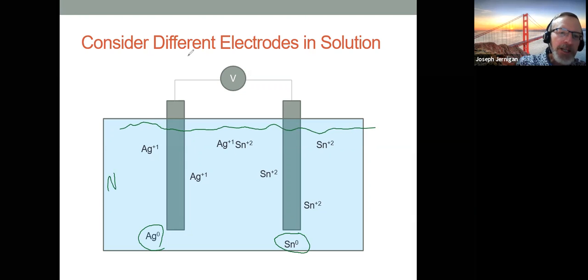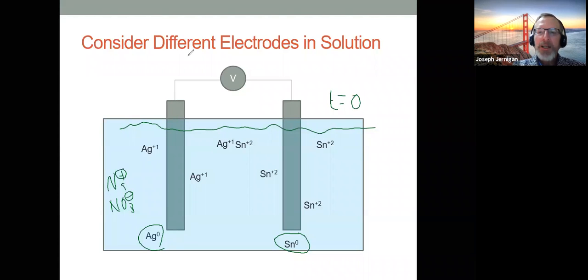We still have this inert electrolyte, Na+ and NO3-. So we still have a conductive solution. And now we've added, in addition to our silver ions, at some time t equals 0, let's just think initially, we have a silver electrode and a tin electrode, and we put silver ions in there, and at t equals 0, we also put tin ions in there.